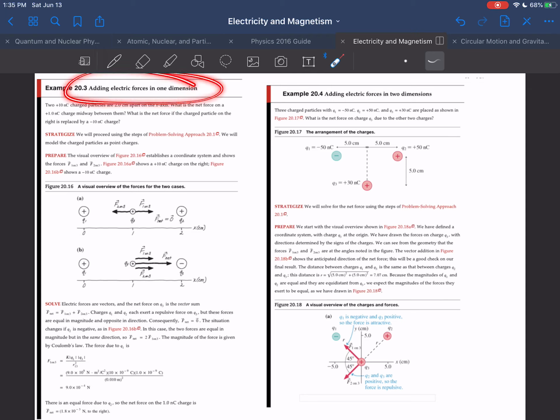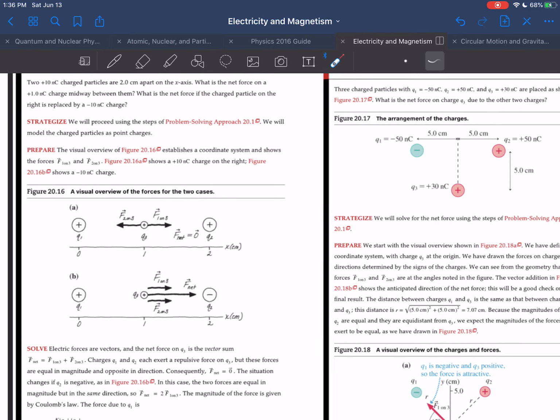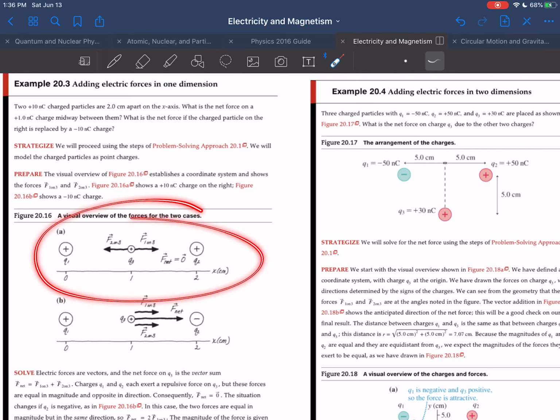So let's start first with this particular problem. In this problem, two plus 10 nanocoulomb charged particles are 2.0 centimeters apart on the x-axis. What is the net force on a plus 1 nanocoulomb charge placed midway between them? What is the net force if the charged particle on the right is replaced by a negative 10 nanocoulomb charge? Okay, so visually, always want to draw a picture with this kind of thing, and we can see a little diagram right here.